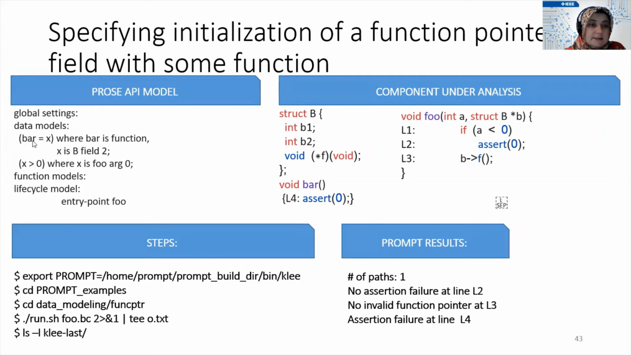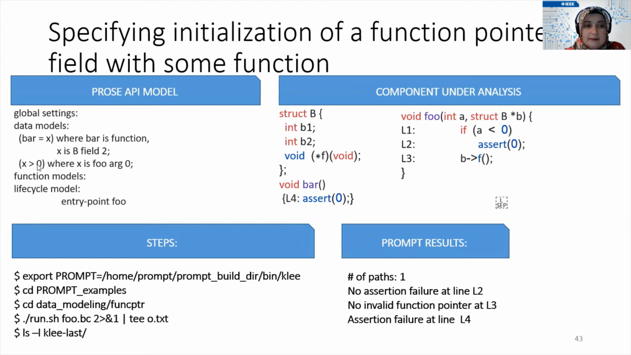So for instance, we say bar equals x, and then we say bar is a function, and x is the third field of struct type B. The field indices start from 0, so therefore this corresponds to this f field. We have seen before how to initialize function pointer fields to null, but now we see that we can actually initialize such a field to a specific function.